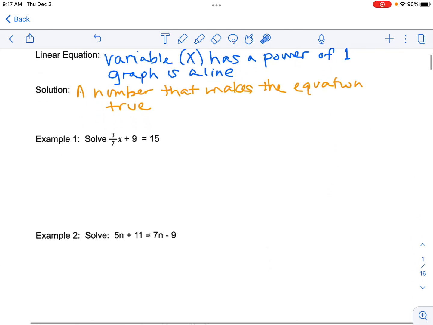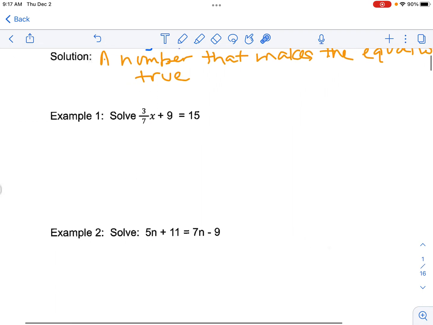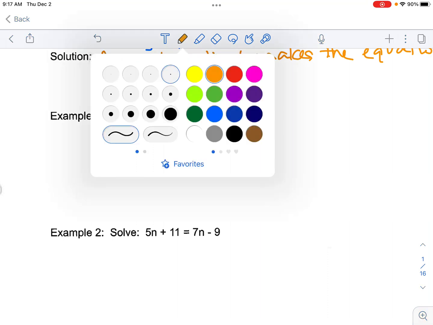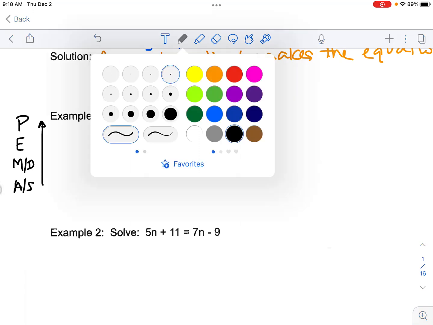Okay, so really solving equations is basically undoing the order of operations. So when we look at this, we know our order of operations is, please excuse my dear Aunt Sally, right? P for parentheses, E for exponents, M and D for multiplication and division, A and S for adding and subtracting. So we're going to reverse that. We're going to work from the bottom up. In other words, we do the addition and subtraction first, and then the multiplication and division. We're undoing all of those.